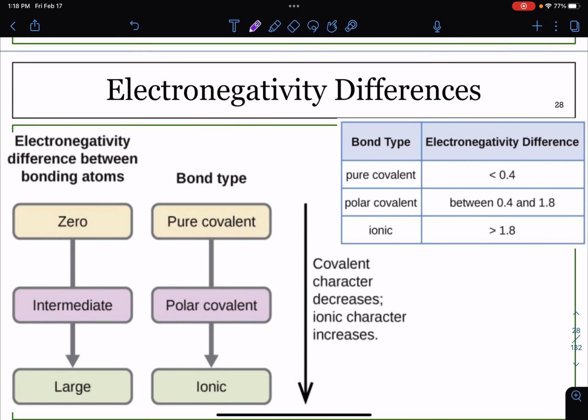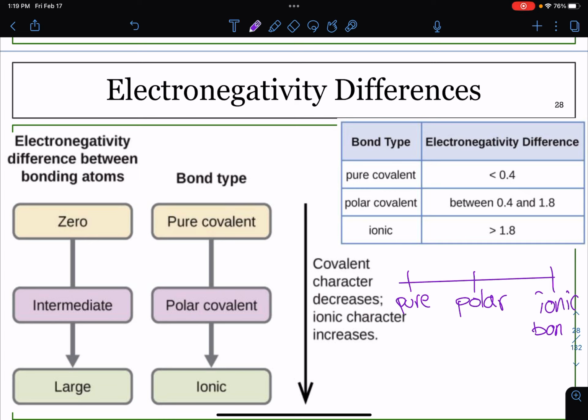The type of bond made between two atoms will fall on a spectrum. If we were to draw the spectrum like this, we've got pure covalent on one end, polar covalent in the middle, and ionic on the far other end. Where the type of bond falls on this spectrum depends on the electronegativity difference between the two atoms.